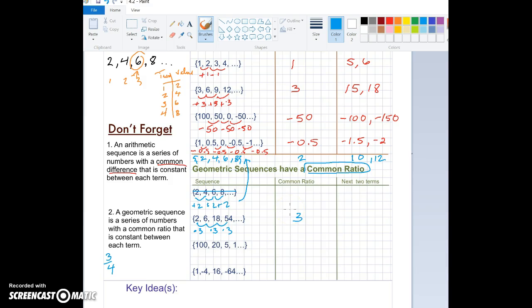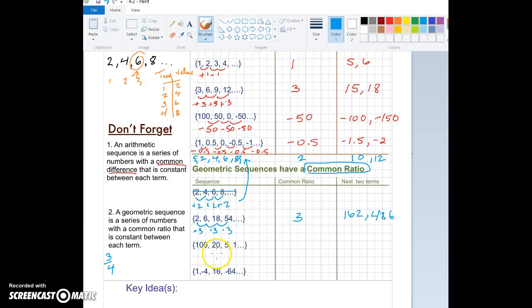Now you go ahead and figure out what the next two terms are. Feel free to use your calculator. I'm going to. So 54 times 3 is 162, and 162 times 3 is 486. All right, let's do the next one.